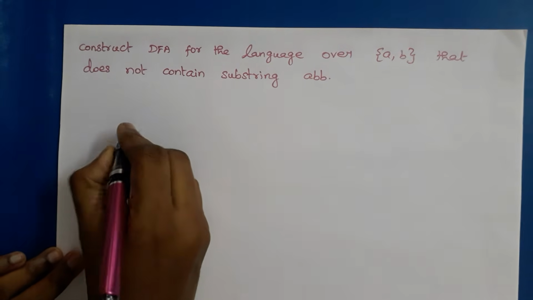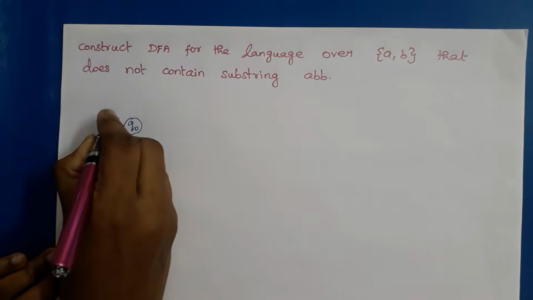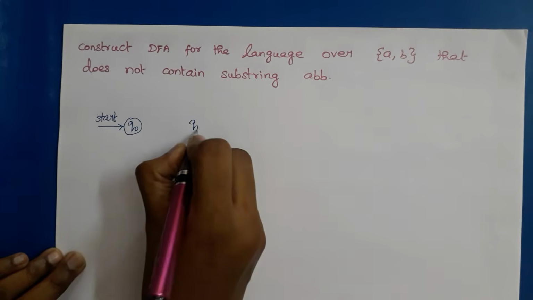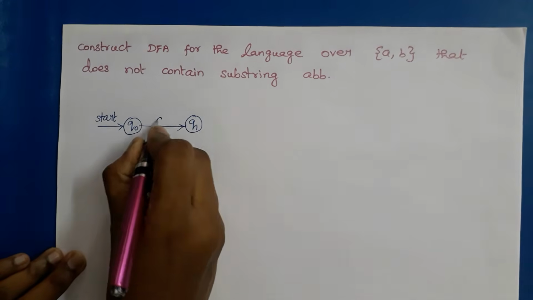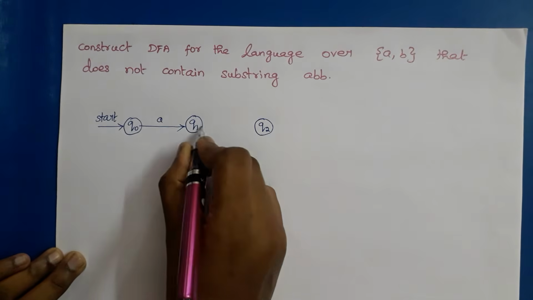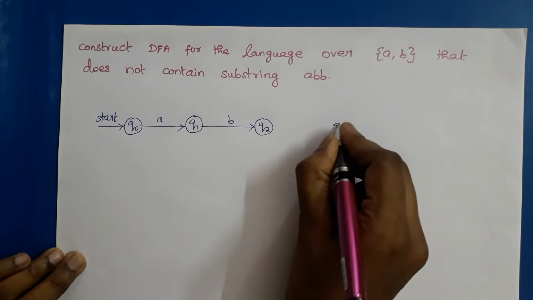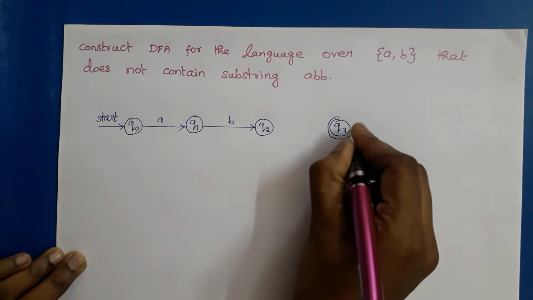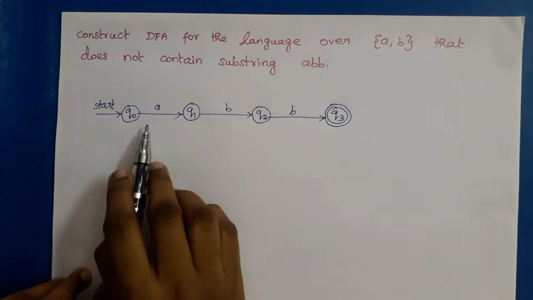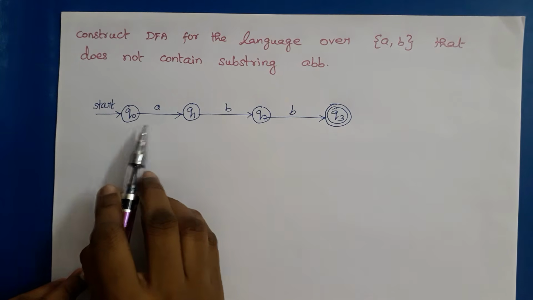For that, we have to start with the start state Q0. If A is the current input symbol, then it can go to the state Q1. From Q1, if B is the input, it can go to Q2. Then from Q2, for the next input B, it can reach the final state Q3. So normally, we will start drawing the DFA for the substring problem like this. Then we will construct the remaining transitions.